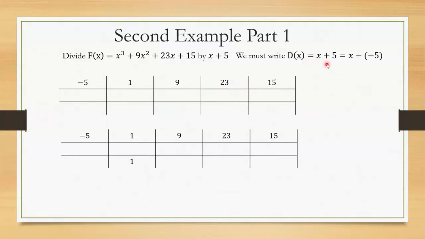Notice our divisor here is x plus 5, right? You can still use synthetic division. Your divisor's always got to be x minus something. That's how it's set up. So when you have x plus 5, you can really think of this as x minus negative 5. So the negative 5 is what's going to go here.